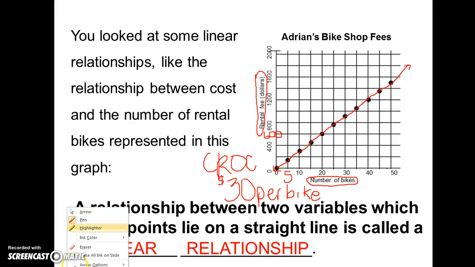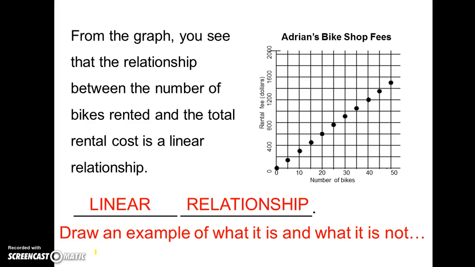Don't let the phrase linear relationship confuse you. I know linear seems like a very strange word, but if you look at the first 4 letters in the word linear, you see the word line. So linear just means that it makes a line. So on your paper, it asks you to draw an example of what is linear and what is not. So you can pause the video now and create your own example of those two things.